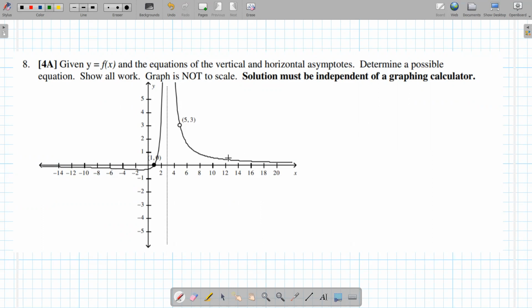Here, look at this. How do you start this? Always start at the vertical asymptote, yeah? Where's the vertical asymptote? Looks like it's at 3. So x minus 3 in the bottom for sure. But now notice something else. What's happening here?